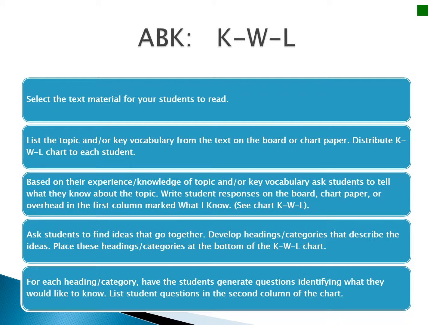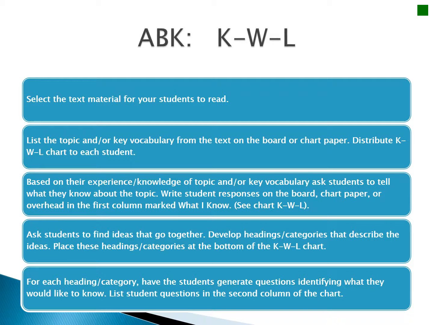So when we do a KWL, this is an excellent way to do a KWL with your students, especially those who are a little older. First, as you select the text material for them to read, you list the topic and key vocabulary from the text on the board, and you give KWL charts to each student. You ask them, based on their experience or knowledge of the topic and the vocabulary that you've listed, to tell what they already know about the topic. Then you can write your responses on the board, chart paper, or overhead in your K column.